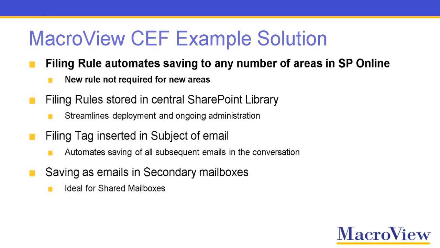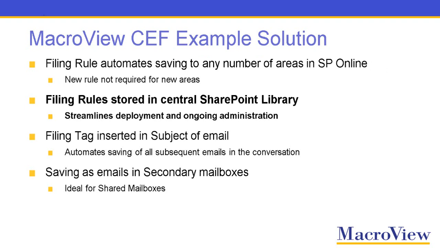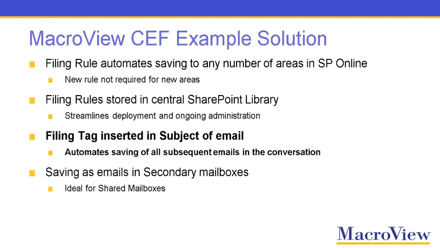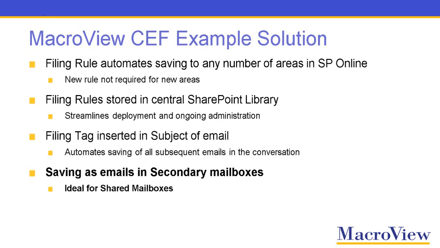So what we've seen is that you can have the same filing rule automate the saving to any number of areas in SharePoint Online. Providing the new area has a URL with the same structure as an existing area, we don't need a new filing rule. Corporate email filing rules are actually stored in a central SharePoint document library, which really helps to streamline deployment and ongoing administration. The filing tag inserted in the subject of an email automates the saving of all subsequent emails in the conversation. And we've also seen how you can have emails saved as they arrive in secondary mailboxes, and for that matter, as they are sent from secondary mailboxes. This is ideal if you're using shared mailboxes.